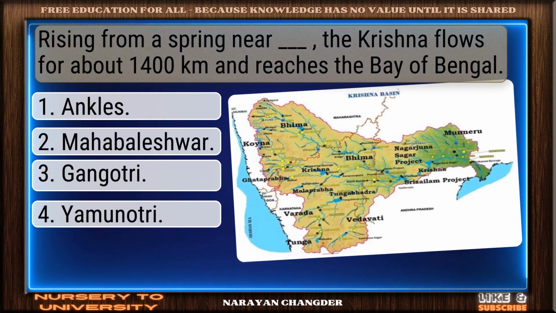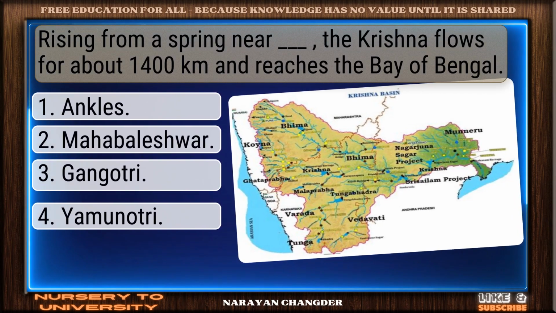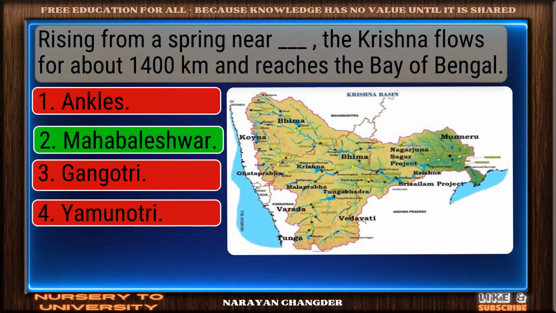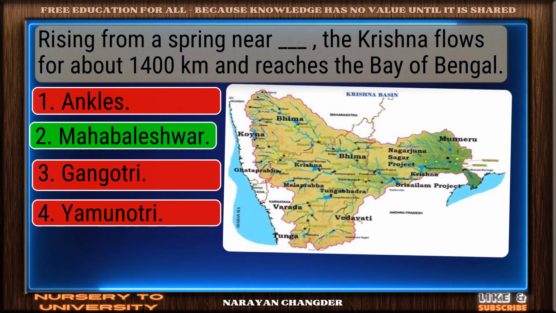Question number 32. Rising from a spring near dash, the Krishna flows for about 4,100 km and reaches the Bay of Bengal. Smart move. Mahabaleshwar is an accurate answer.